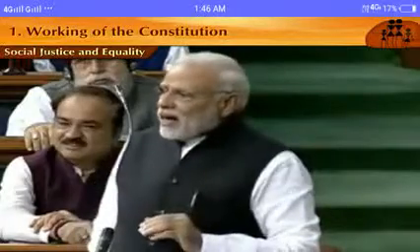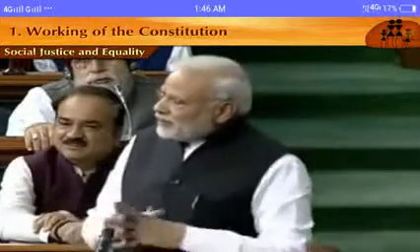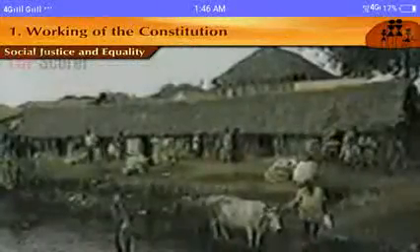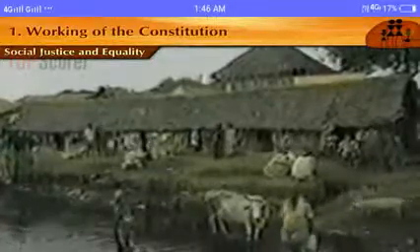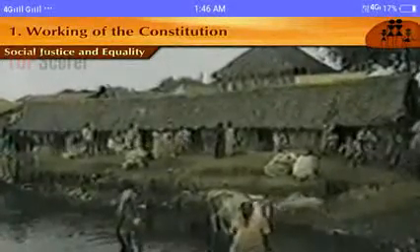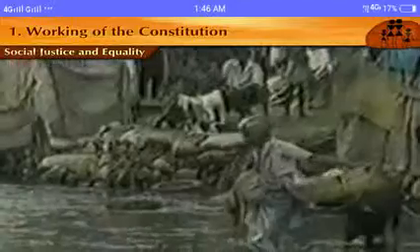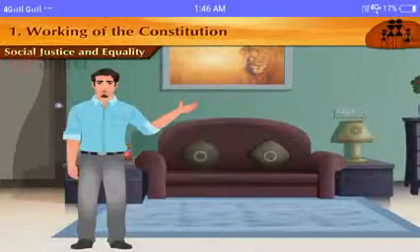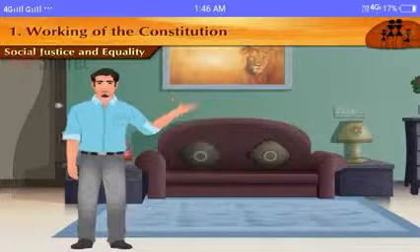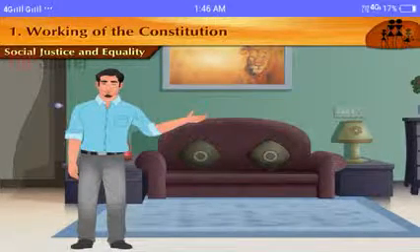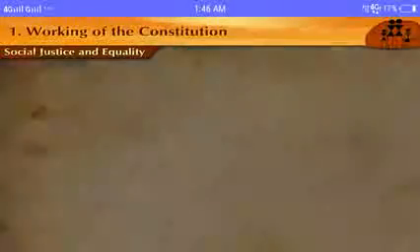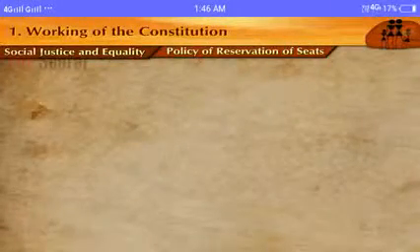For instance, for democracy to be truly complete, one must try to bring all sections of the society into the mainstream. Democracy is, in fact, a process of accommodating different sections of the society, thereby reducing social conflicts. Let me also tell you about the steps undertaken by the Indian government in order to bring about social justice and equality. Policy of reservation of seats.